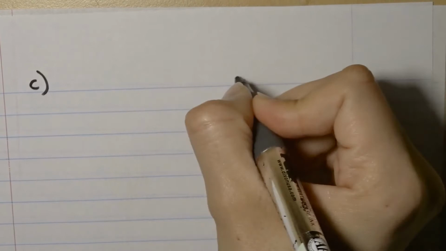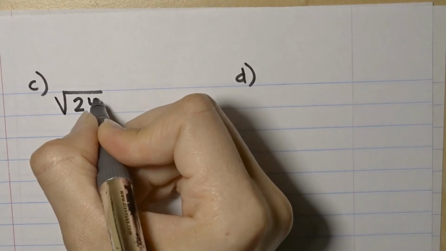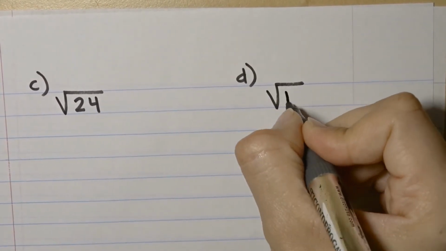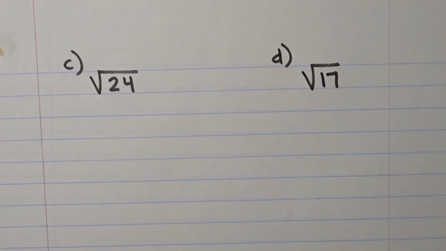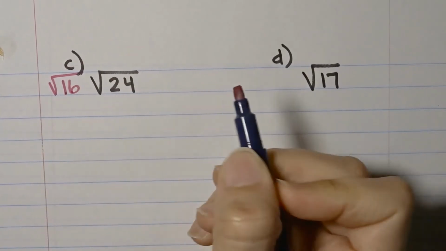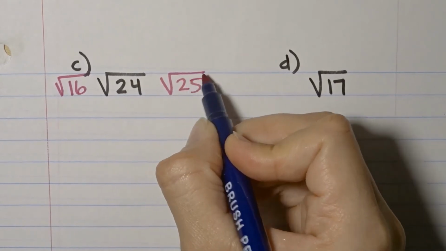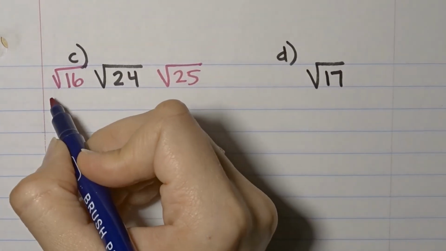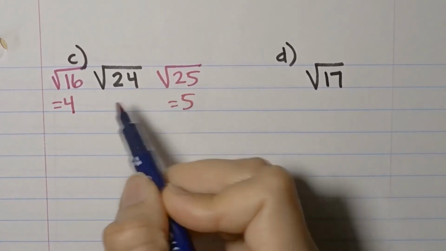All right, let's add an extension to example 2. We'll call this C and D. Find the estimate of the square root of 24 and estimate the square root of 17. All right, so the square root of 24: the perfect square before 24 is 16, and again, you can reference your list. And I know that the perfect square after 24 is 25. I know that this answer is 4, and this answer is 5. So this number is going to lie somewhere between these two.